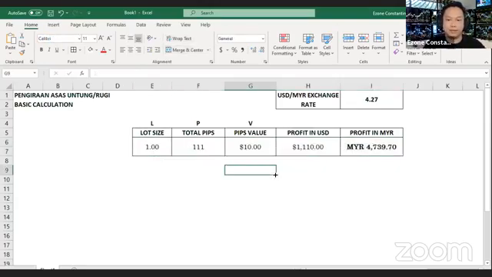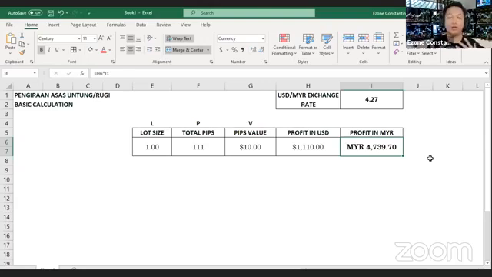This one is much better. So you see, with one lot, if you really can make 111 pips, and assume you hold this trade for about 2 days, your profit here is estimated at $1,110. Now this is in terms of US dollars. You have not converted it back into Malaysian ringgit. Today $1 is equal to 4.27 ringgit. So imagine if you have $1,000, you are actually making 4,739.